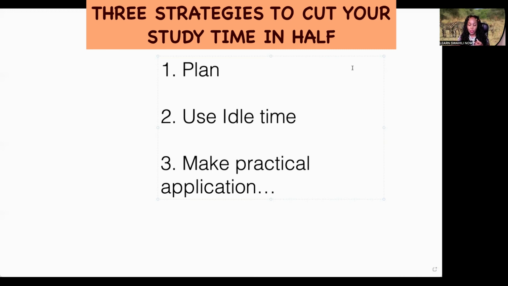Choose a specific topic, choose a specific concept that you want to learn. And then 2, use your idle time during the day to reinforce those concepts. And then 3, look for opportunities throughout the day to make practical application. So instead of sitting there and studying for 2 hours actively, which you're not going to remember, use shorter times to study and then use the rest of your day to make practical applications.